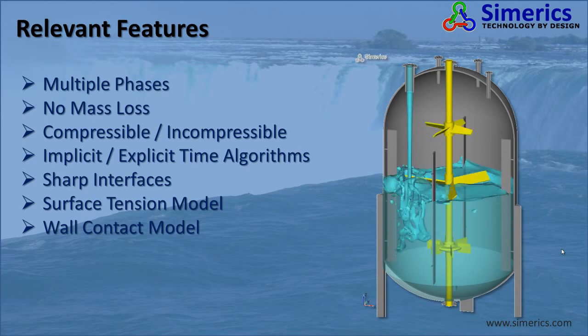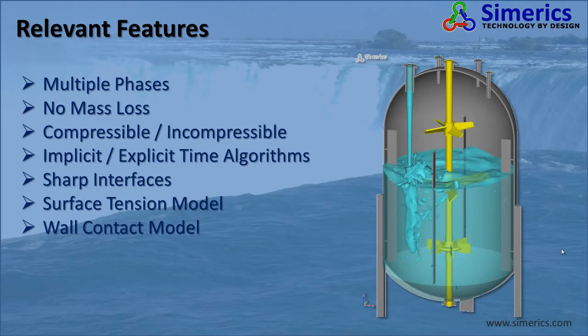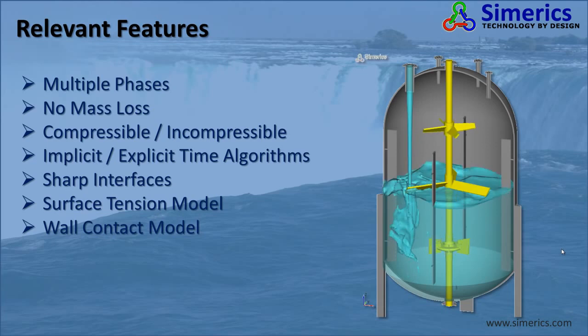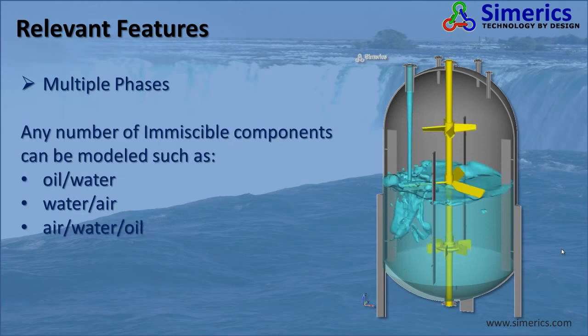The relevant features offered by Simerics MP and PumpLinks are the modeling of multi-phases. Mass is conserved, indicating that physical laws are not violated, so there's no mass loss. Compressible and incompressible effects are accounted for. It contains implicit and explicit time algorithms. Sharp interfaces: the interface thickness is refined. And PumpLinks has surface tension and wall contact models, which take into account a more detailed behavior of the fluid. Let me elaborate on what these features accomplish.